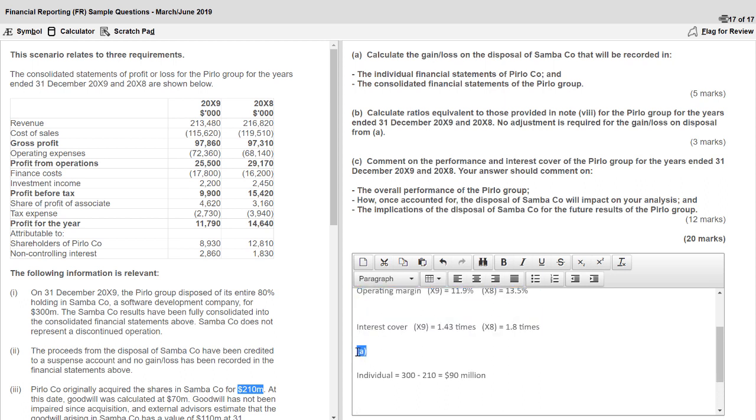Oh, careful, we'll just put A there in bold so they can see. You don't have to, that's just me being the way that I am. The next one that you've got then, however, is your group profit on disposal.